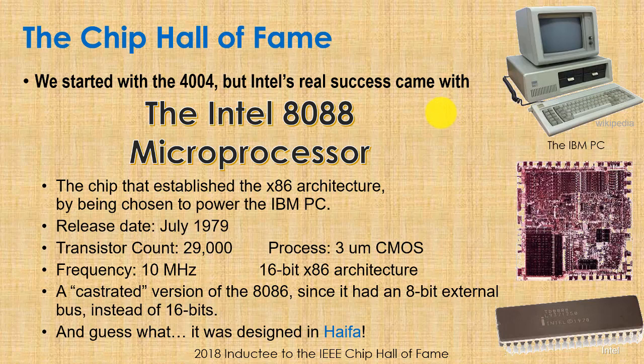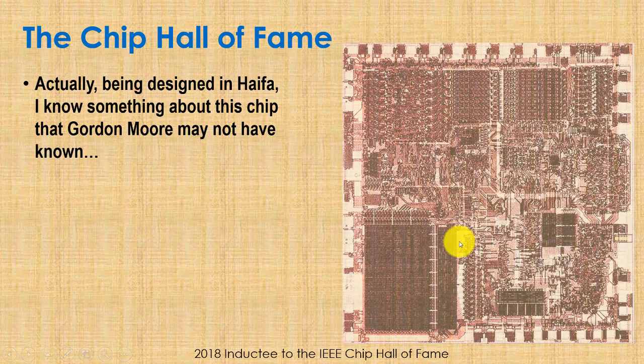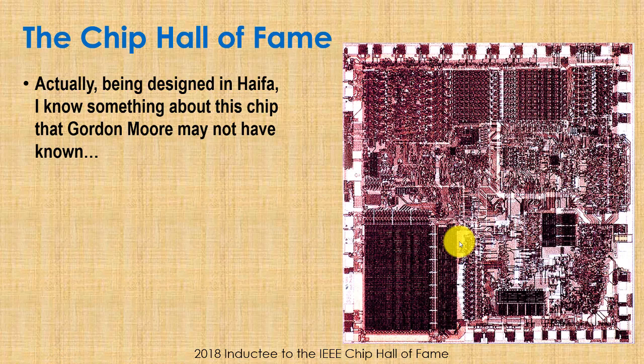So what did they do? They sent it up here to Israel, to the young Intel team in Haifa, and they asked a guy who I happen to know to castrate the 8086, and a few months later he came out with this 8088, which was not as good a chip as the 8086, but it was the big success. So I know something that maybe Gordon Moore and the other Intel management doesn't know about this chip, because I know the guy who designed it.